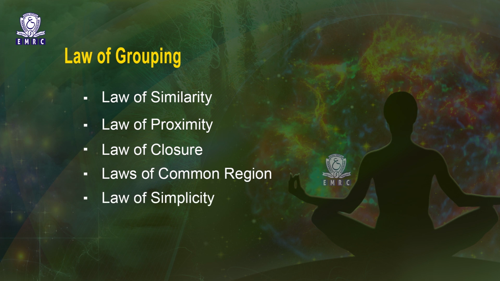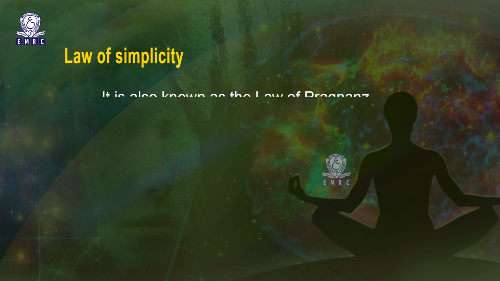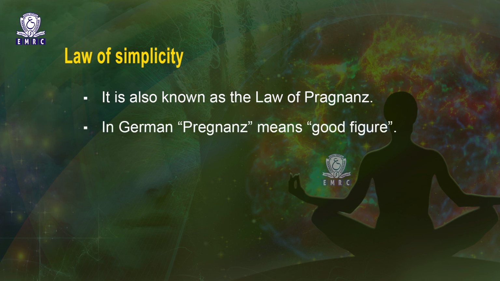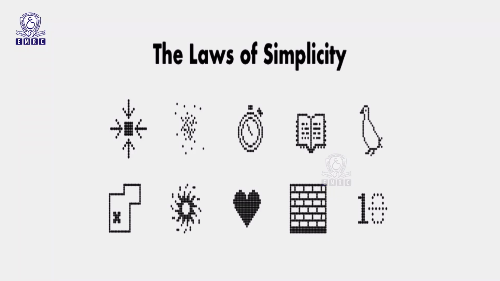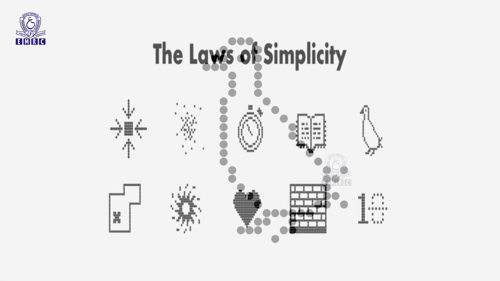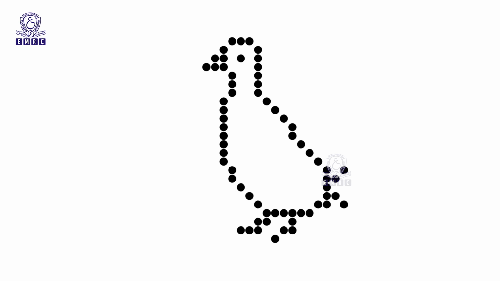Now, let us talk about the law of simplicity. It is also known as the law of Prägnanz. In German, the word Prägnanz means a good figure. Hence, the human eye likes to find simplicity and order in very complex shapes, which prevents us from being overwhelmed by the information overload. The tendency to perceive complex patterns in terms of simpler shapes.